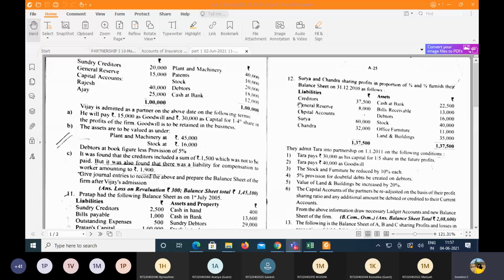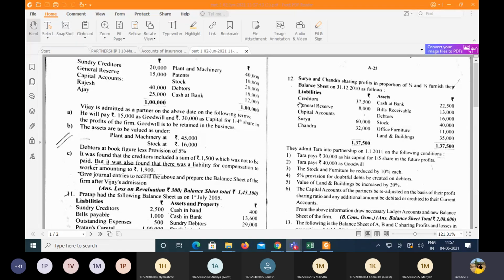The first will be, the old partners' capital is going to be adjusted on the basis of the new partner's capital. I repeat once again, the old partners' capital is going to be adjusted, which also means the old partners should maintain the capital in accordance with the new partner's capital. What does it exactly mean here?